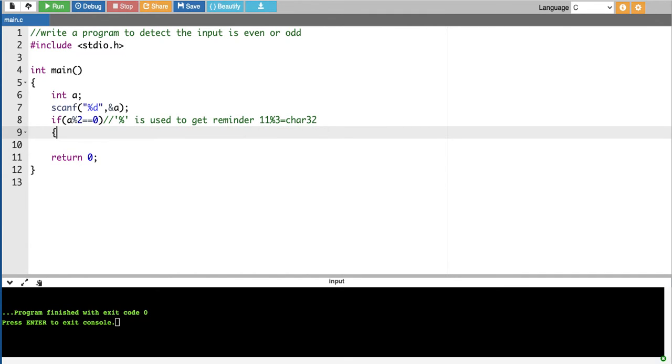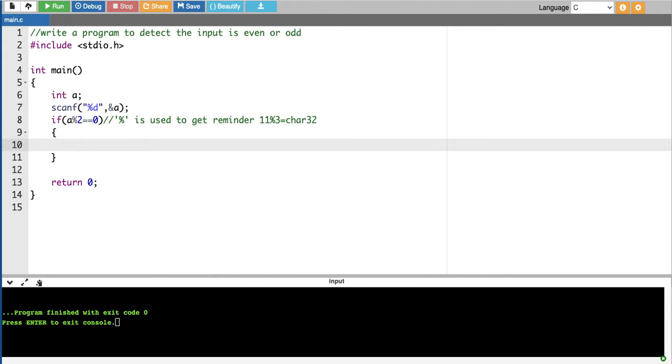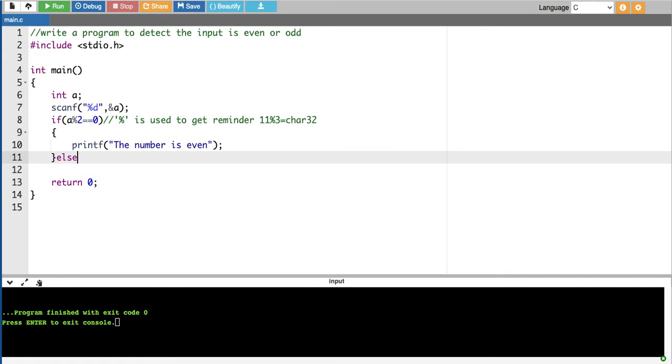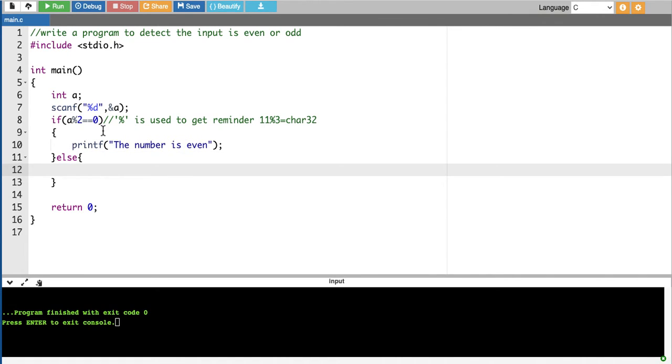Okay, so that's it. Then I am writing here if a percent 2 equal to 0, then print. What we have to print? The number is even. Okay, or else, which means if a percent 2 is not equal to 0. So obviously, if we divide any number by 2, there should be only two remainders, 0 or 1. Is it wrong or right? If I divide 10 by 2, then the remainder is 0, but if we divide 11 or 9, then it gives remainder 1. That means if we have any number, its remainder is 0 or 1.